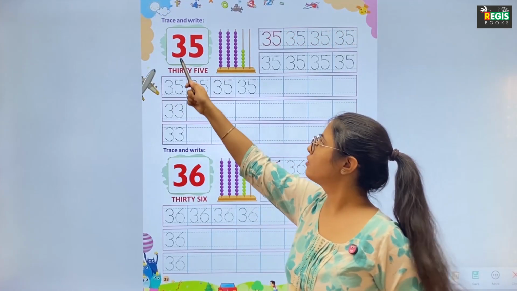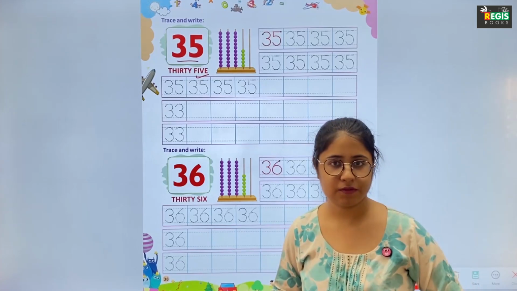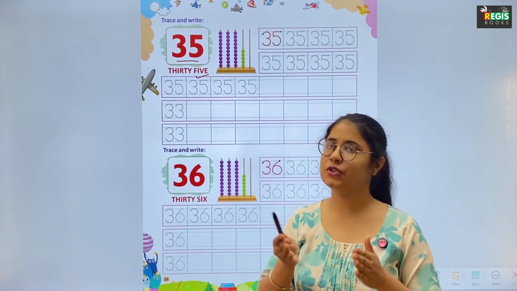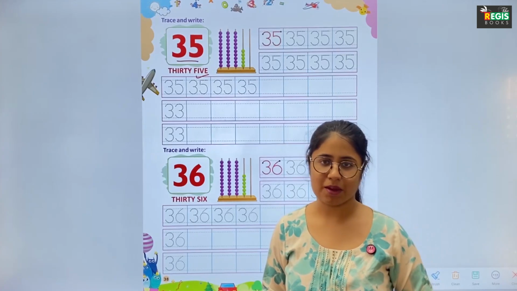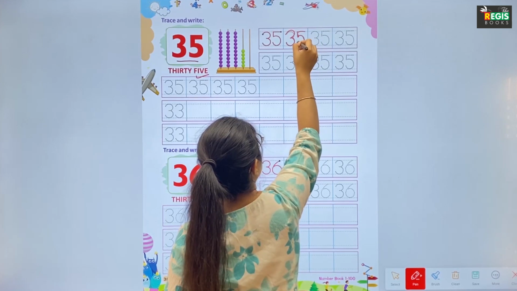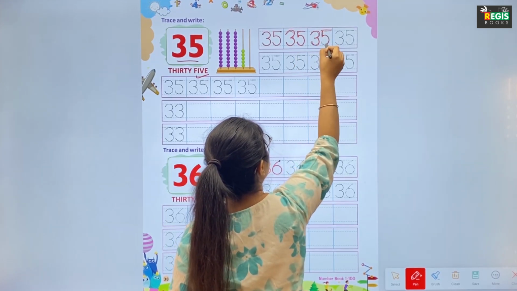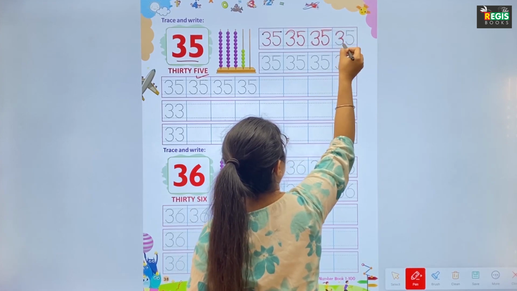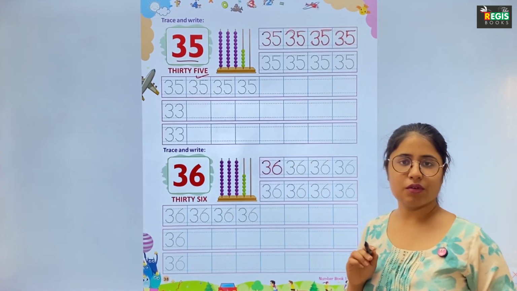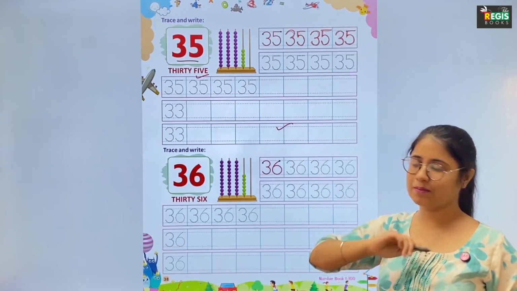Trace and write 3, 5, 35. These are total 35 dots. We write the number 35 by writing 3 and 5 together. Let's trace with me. 3, 5, 35. And you will write the number 35 in the rest of the boxes to practice it.